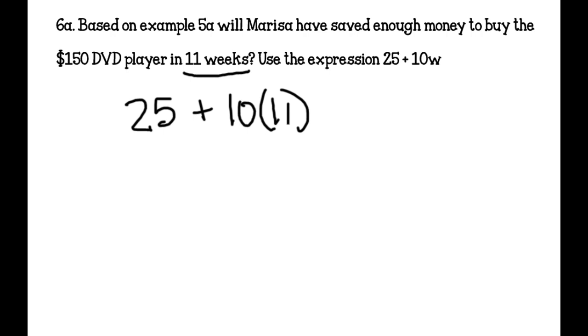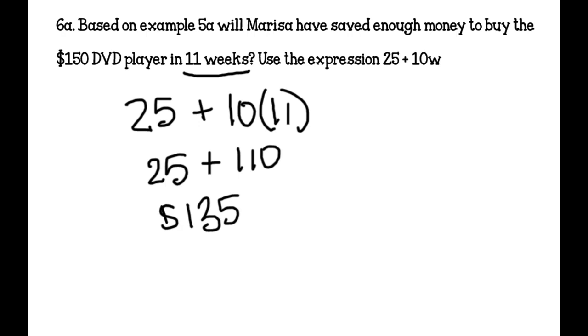And then we do GMDOS. Is there anything inside of the groups to do? No. Are there any exponents to do? No. Is there any multiplication or division to do? Yes. So I take 10 times 11, which is 110. So I take 25 plus 110. And then I add those together, and I get $135 is what Marissa will have in 11 weeks.